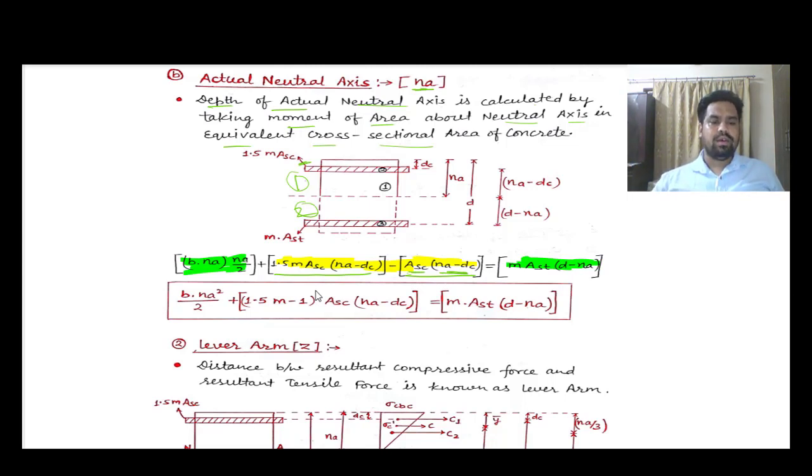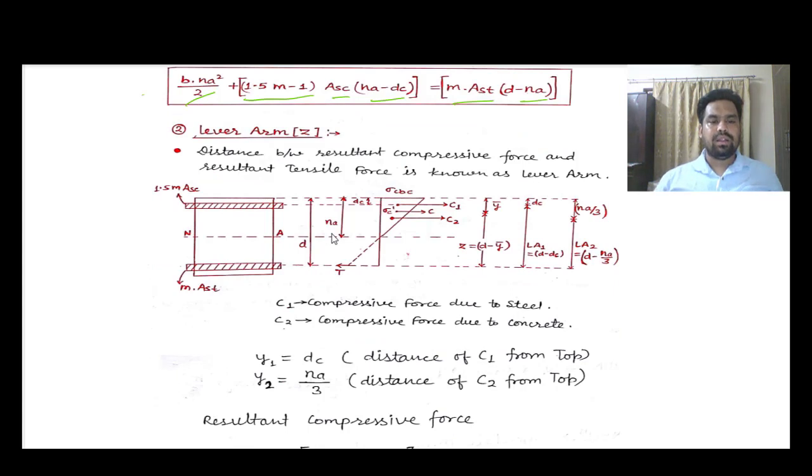So this whole term after solving becomes b·NA squared by 2 plus (1.5m minus 1) into Asc into (NA minus dc). We have taken Asc (NA minus dc) common, equal to m·Ast (d minus NA). Only a little change here for the doubly reinforced section. So after this we will calculate the lever arm, which is denoted by Z.